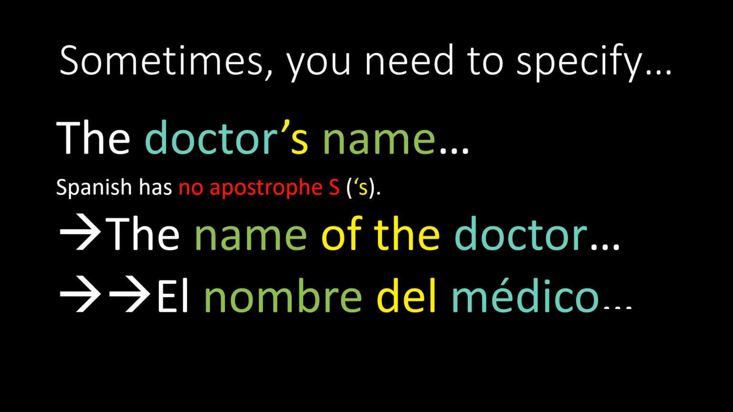In other words, given the ambiguity that can be created by su and sus, sometimes you want to just change the sentence completely, change the structure to make it more specific. If you wanted to say the doctor's name in Spanish, that could be a problem because Spanish has no apostrophe S to signify possession. So what you'd have to do is take name and put it before the doctor. Here we can see how it might work in English. The name of the doctor instead of the doctor's name. Now, if you want to change that to Spanish, it would become el nombre del médico.